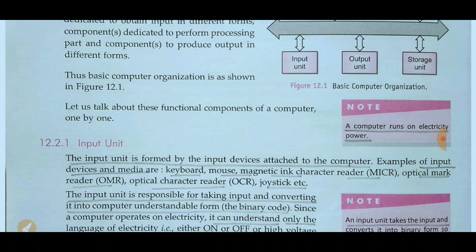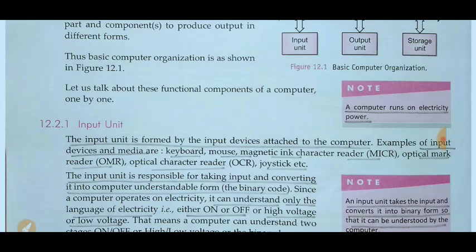Some examples of input devices are keyboard, mouse, then MICR, magnetic ink character reader. This type of device is used in the bank to read the bank cheques. Then optical mark reader, OMR is a device that is used to read OMR sheets. Optical character reader, joystick, you know, this device is used in playing games.